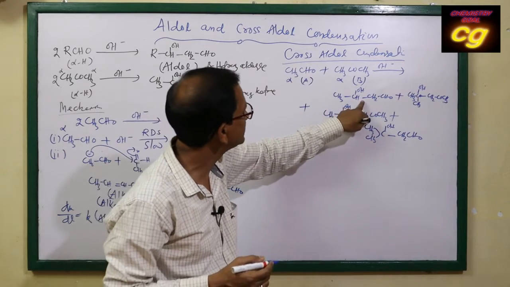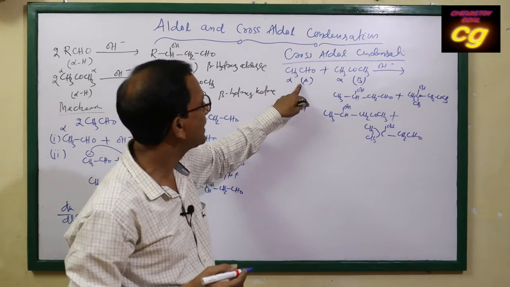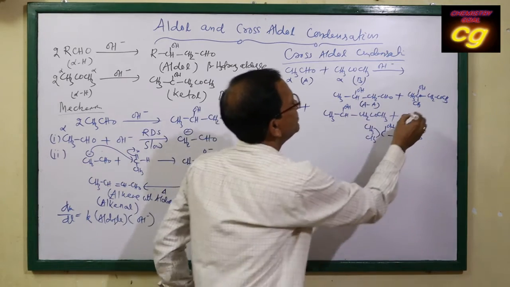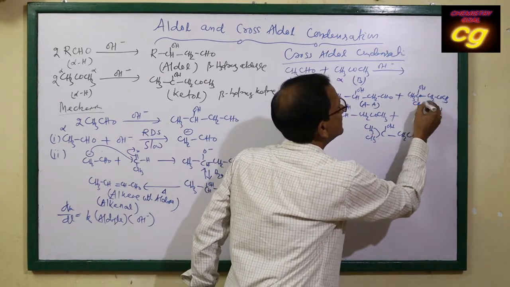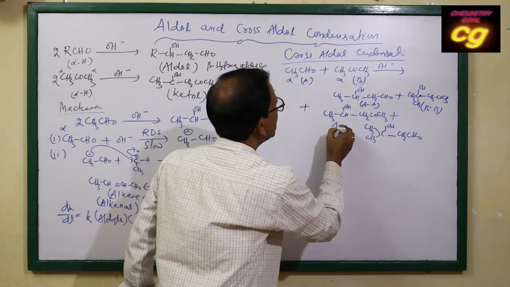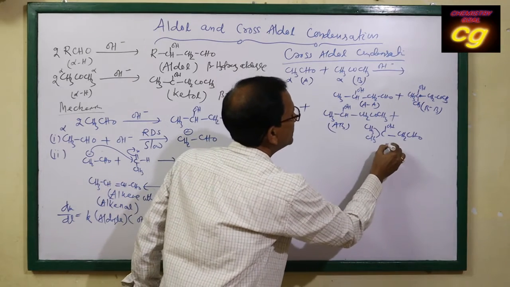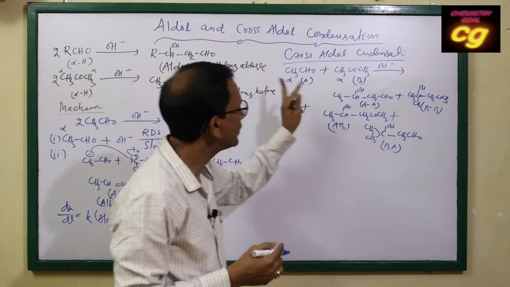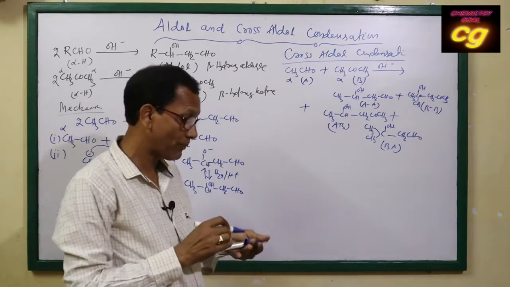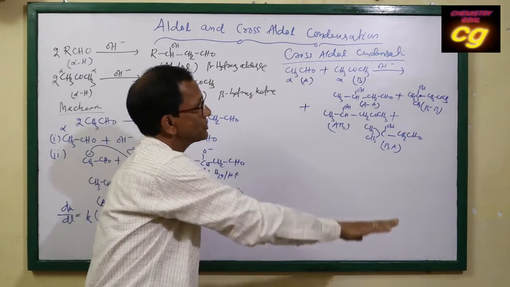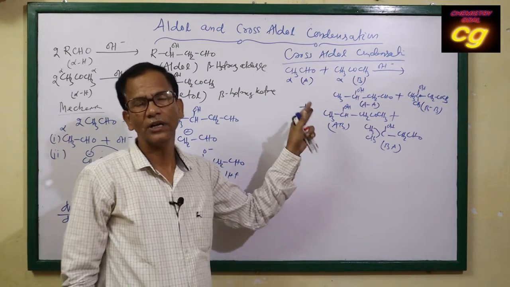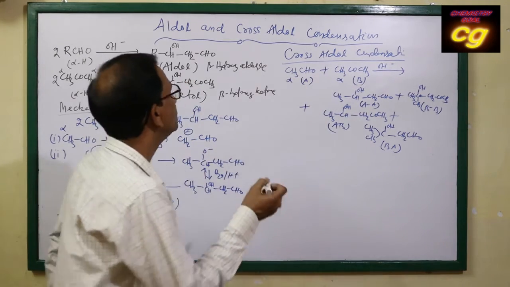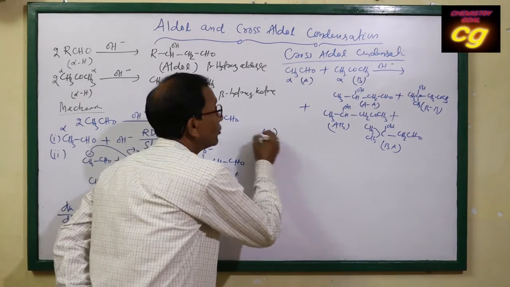Self condensation, taking A, is the AA combination, this is the BB combination, this is your AB combination, and this is also the BA combination. So like this, AB and BA. How many products are formed? Four products are formed during cross aldol condensation. So the nature of product depends upon the nature of the aldehyde and ketone taken. That is an important formula, you just note it down.